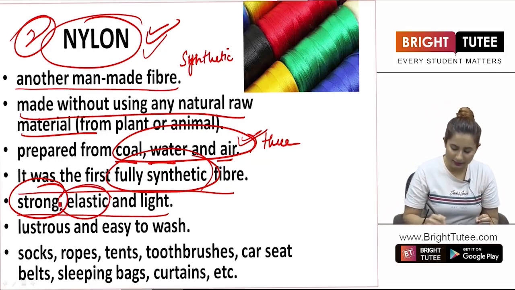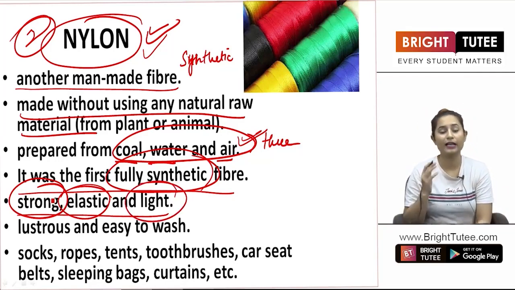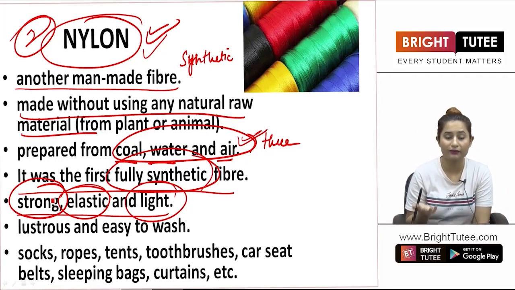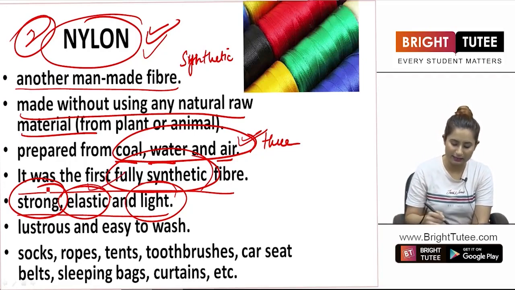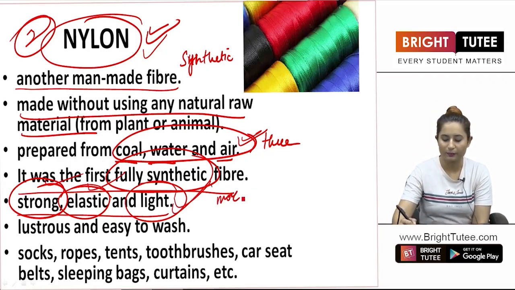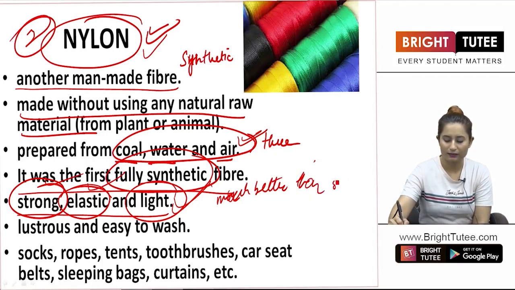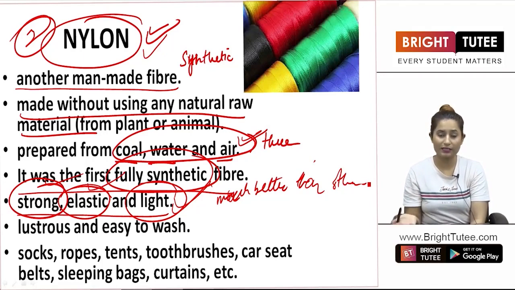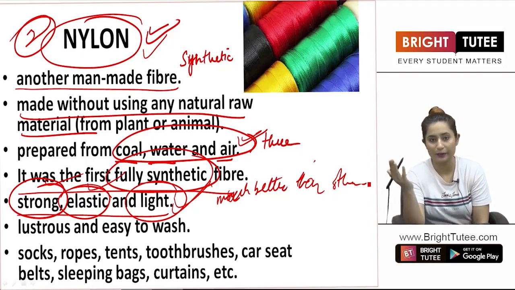Then it is elastic. And then it is lightweight as well. It is not a heavy fabric, it is a light fiber. And it is elastic and strong as well. So it is much better than other fibers due to these properties, because these properties are very important to us. The fiber is strong, elastic and lightweight.